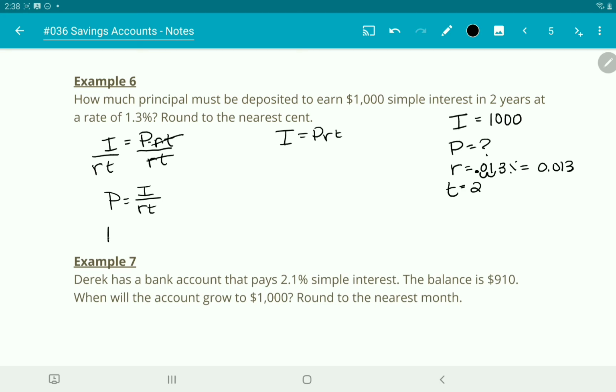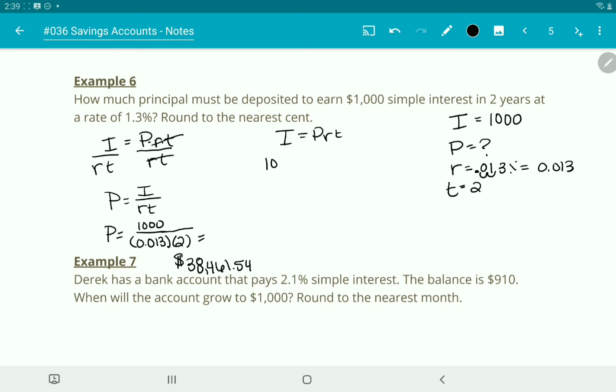And then you can just go ahead and put in the numbers. So I would be 1,000 divided by R, which is 0.013, and then the time is 2. You can just type that into a calculator and get an answer of $38,461.54.